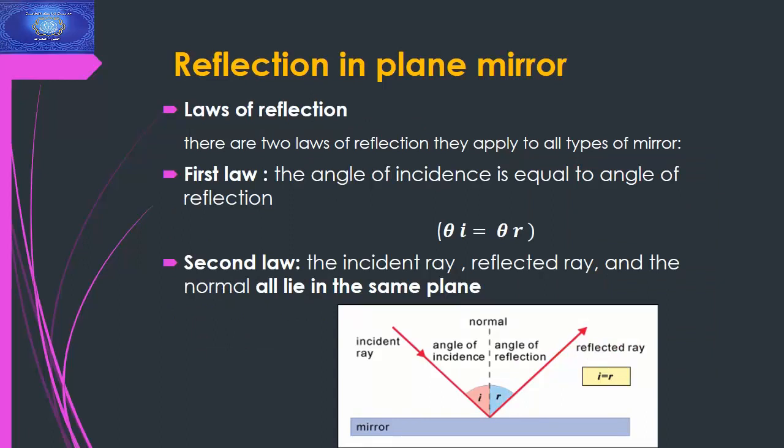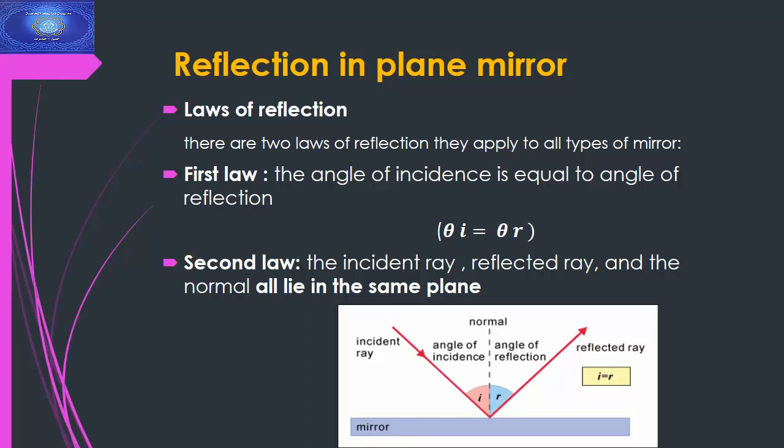Reflection in a plane mirror. In this figure we have a plane mirror and a light ray strikes this plane mirror. This ray will reflect as we see. So we have the incident ray and the reflected ray. The line that acts perpendicular to the surface of the mirror is called the normal, and the angle between the incident ray and the normal is called the angle of incidence, and the angle between the reflected ray and the normal is called the angle of reflection.